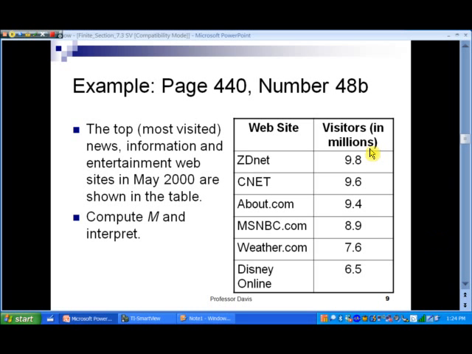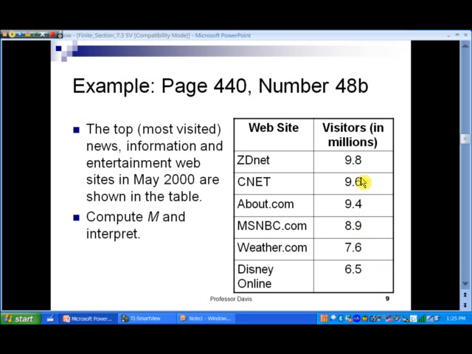Now, let's take a look at an example of the median here. It says in slide number 9, in this example, the top news, information, and entertainment websites in May 2000 are shown in the table. Find the median here. Now let's take a look at the data. First we have ZDNet with 9.8 million visitors. And notice here, since these are the top most visited, they're already in order. 9.8 and then 9.6, 9.4, 8.9, and so forth. So they're already in order.